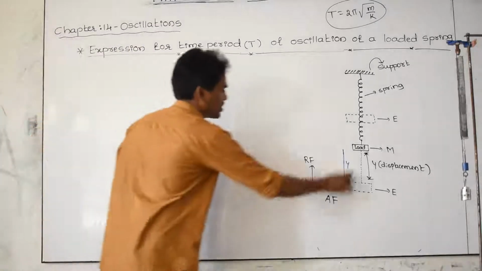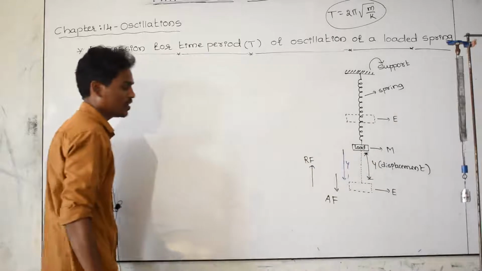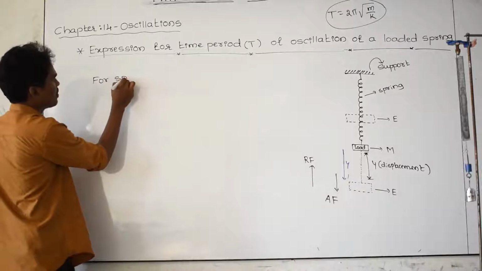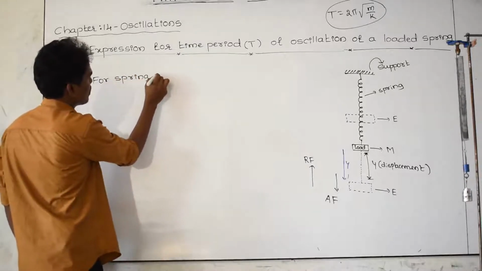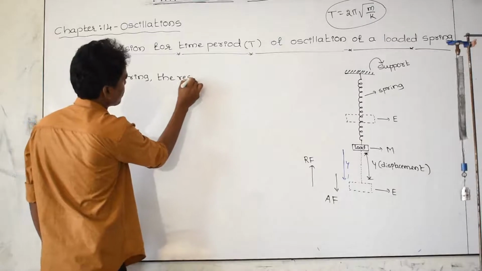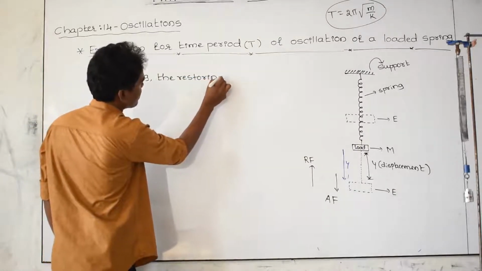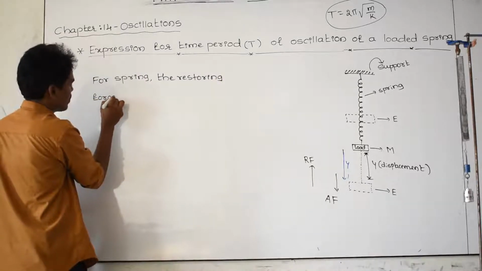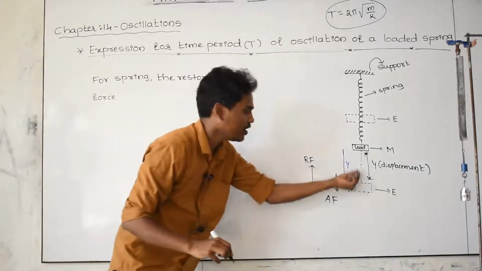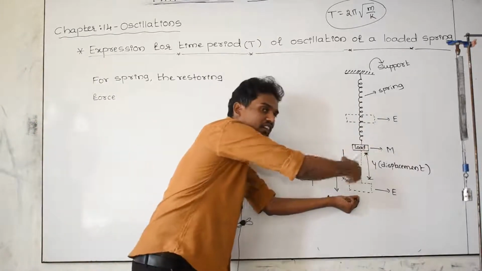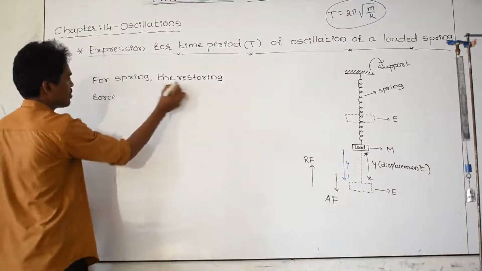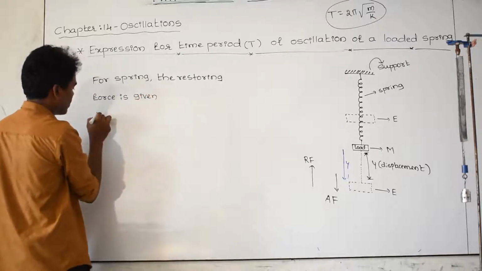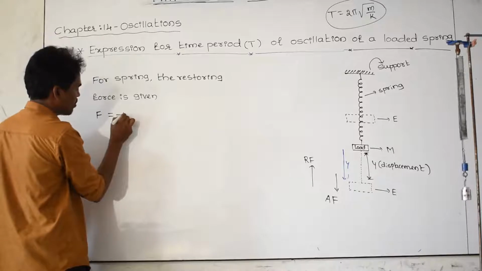In vertical orientation it is executing simple harmonic motion, and here for the spring the restoring force developing is given by the restoring force. If you pull the body, then the restoring force is generated internally in the spring, that is given by the formula F is equal to minus k into y.